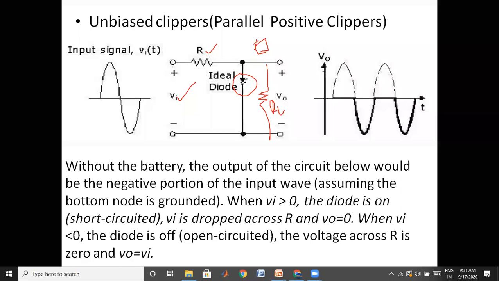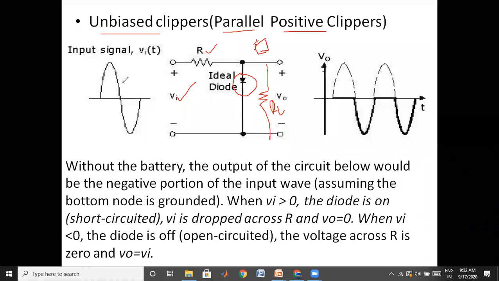Therefore, in order to limit the short circuit current, we place a resistance in series with the supply. This is nothing but a current limiting resistor. Since the diode is in parallel with our supply voltage, we call it a parallel positive clipper, or shunt clipper. Since we are not using any reference voltage, it is an unbiased shunt positive clipper.